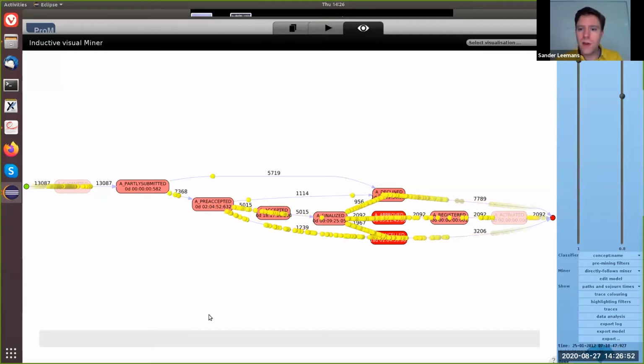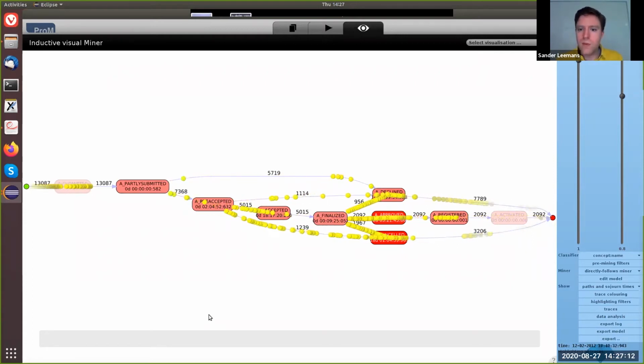Now, given that we have timestamps, we can also animate the cases in this process over this model. So now every yellow dot that flows over this process is an actual case as it happened in reality.